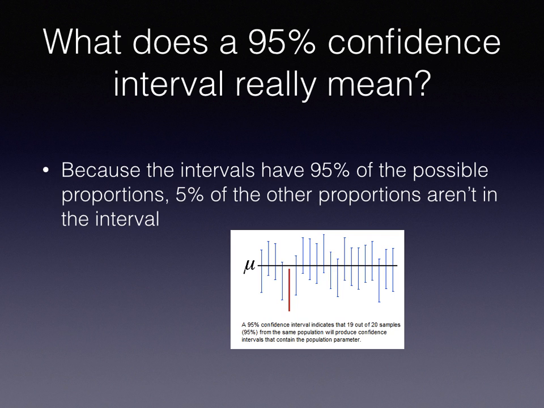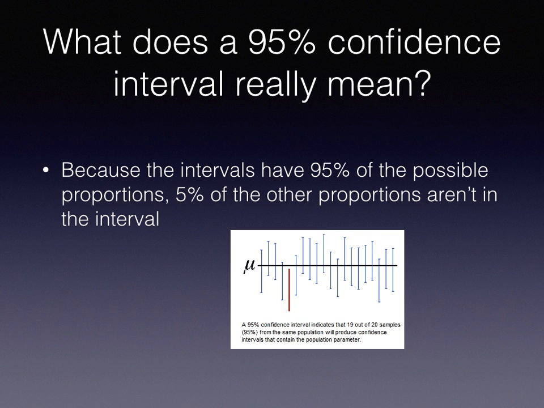And so we are 95% confident that the interval indicates that 19 out of the 20 samples from the same population produce confidence intervals that contain the population parameter, which is again another way of saying the same thing. So a 95% confidence interval shows that every time we did this, if I spun the globe around the world one more time, 40 times, we are 95% confident that the interval of that other trial we just did contains the true proportion.